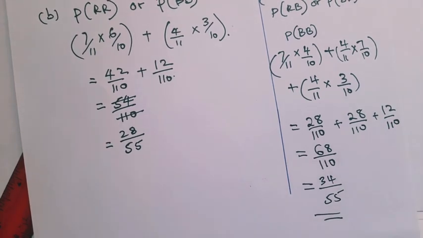That's the probability that the two counters that were picked were not red. It means they were either red-blue or blue-red or blue-blue.